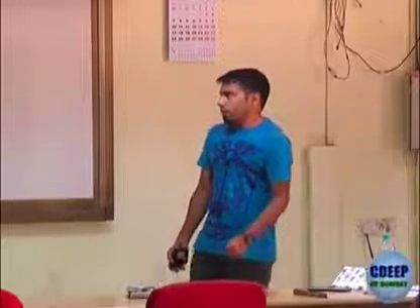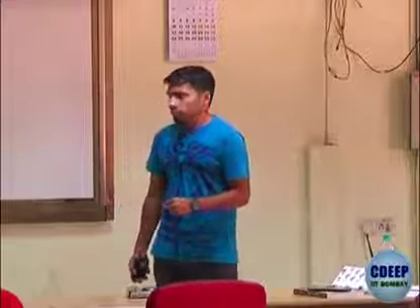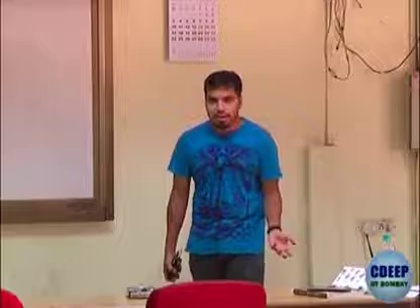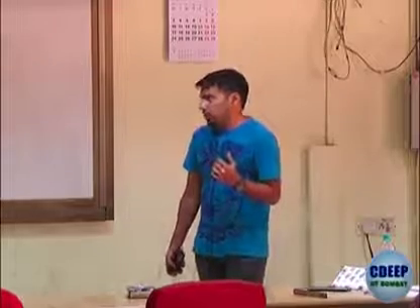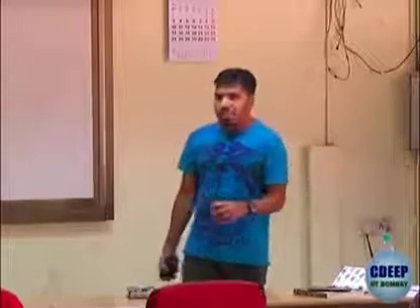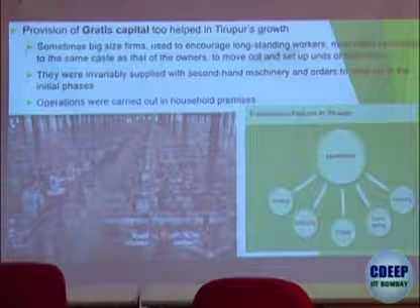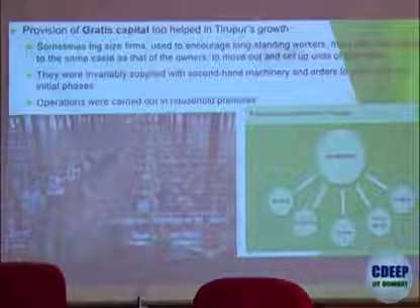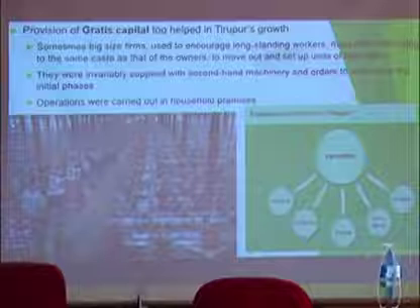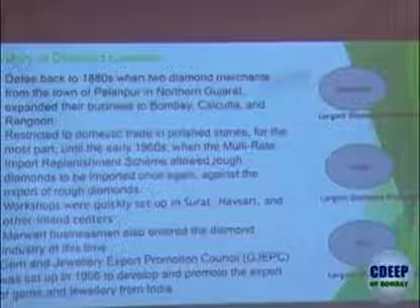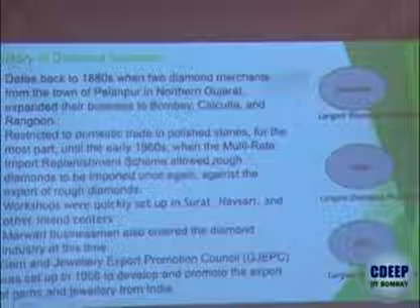Another model which they practiced, though not practiced right now, was prominent in the 1970s and 80s. It was gratis capital, in which some big firms used to ask their standing workers to leave the company and start their own manufacturing units. To help them, second-hand machinery was provided, and they were also provided initial places to start the operation. So this is how the Tirupur textile industry started growing. And right now, as I have shown, it contributes 3% of the total export trade of India.